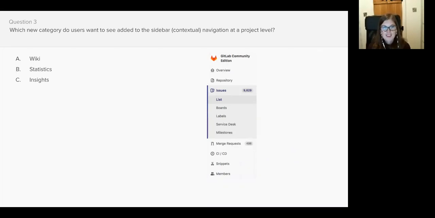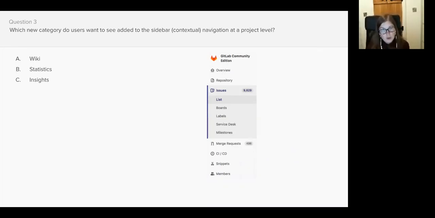Okay. If you said A, wiki, you would be incorrect. Wiki is actually a category which already exists, thank you, Annabelle, and you can add it to your sidebar by changing your project settings. If you said C, insights, you would also be incorrect. Insights is a navigation item within GitHub's interface. It was actually B, statistics.